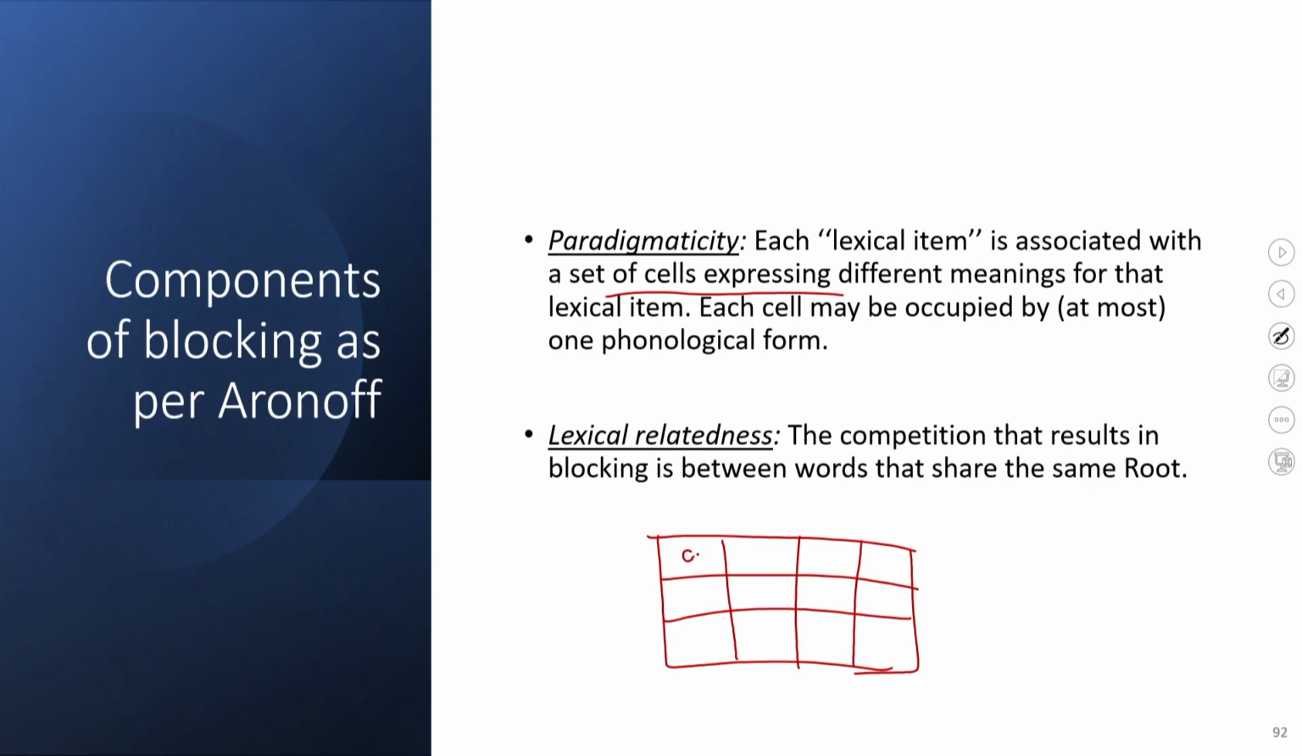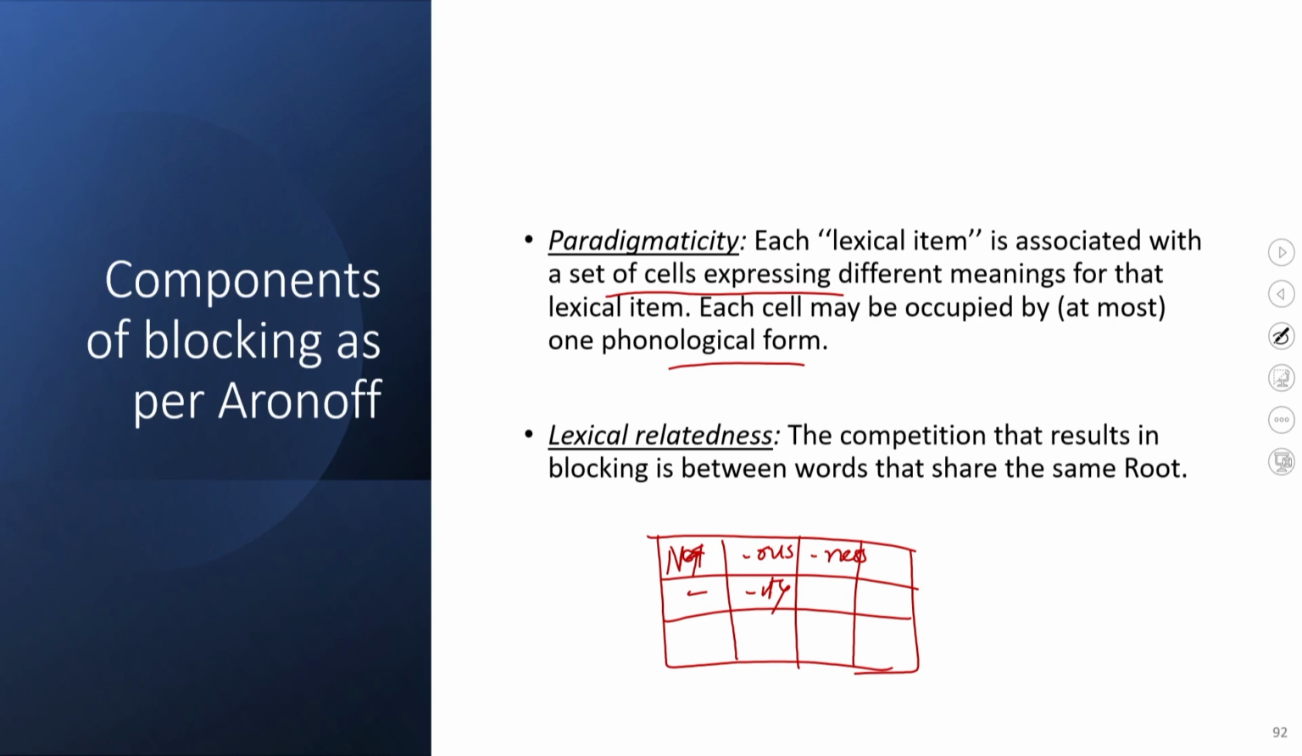So, you have glory here. Let us say you have the bare noun here, and then you have the OUS form here, and then you have the ness form here, and so on. But in some cases if it is not there, then you have the ITY. Basically the idea is that there are these slots for each lexical item having different meanings. Now, if there are two forms, then one will be blocking the other. Each cell may be occupied by at most one phonological form. So, you cannot have two phonological forms in one particular slot. That is the basic idea of paradigmaticity.